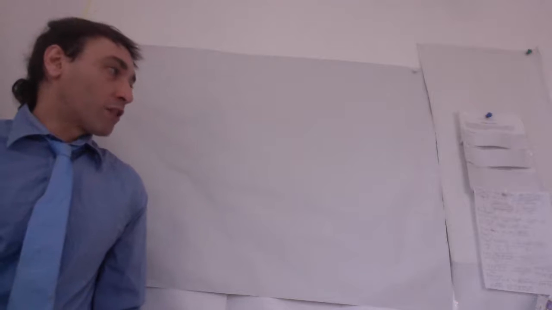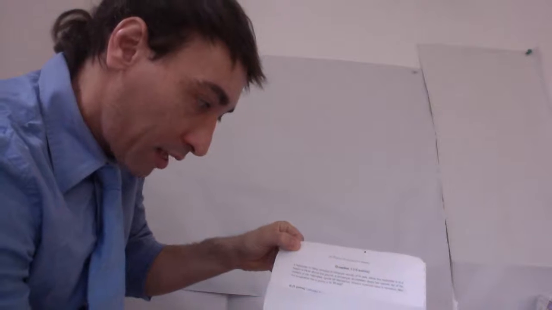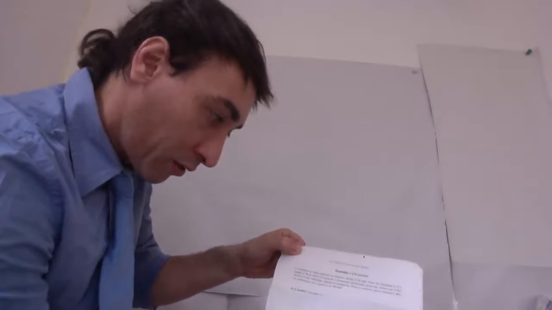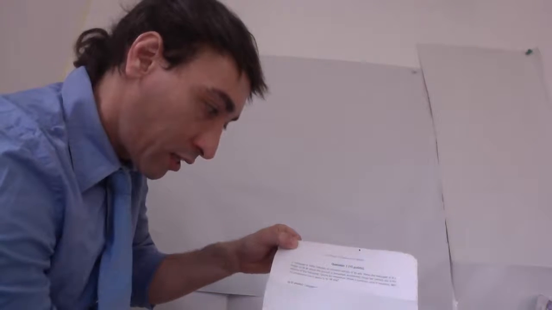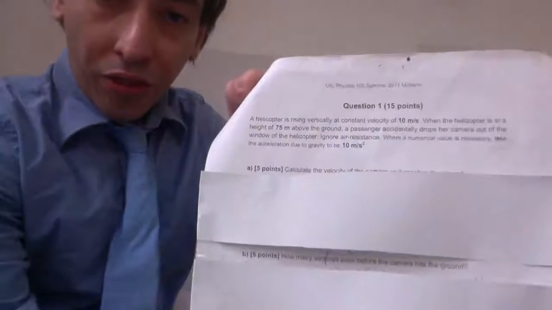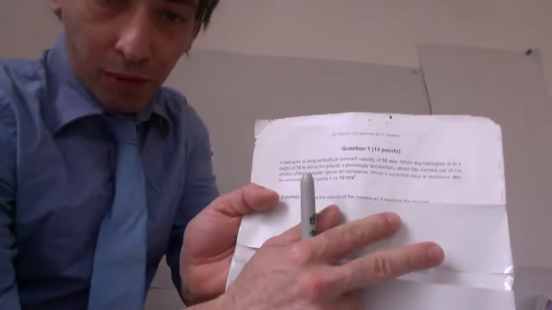Let's see if we can go over this problem. It's right around here. So if I remember correctly, it involves a helicopter rising constantly at a velocity of 10 meters per second. When the helicopter is 75 meters above the ground, a passenger accidentally drops her camera out of the window of the helicopter. Ignore air resistance; where a numerical value is necessary, take the acceleration to be 10 meters per second squared. Usually when we get a problem like this, it's associated with 3 questions. Some of the questions we're going to go over, so if you don't see them right now, that's perfectly okay.